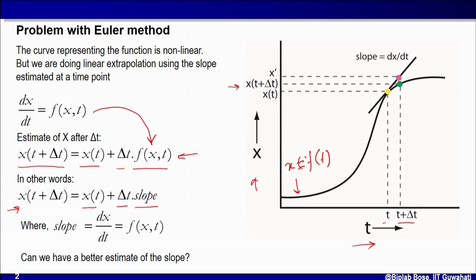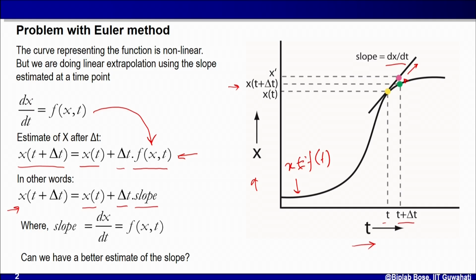So, at time t, x is this yellow point. If I draw a tangent along this curved line, which is the function for x, the slope of that tangent will be dx dt. So we are getting the value of x at the next time point, that is at t plus delta t, by doing linear extrapolation along this tangent, and we get the value of x at this new time point as shown by the pink dot.